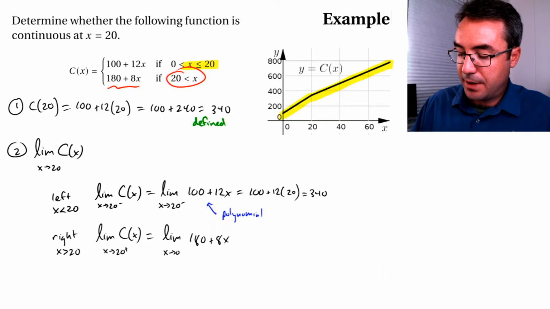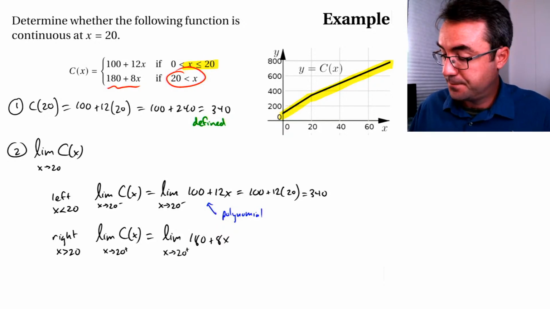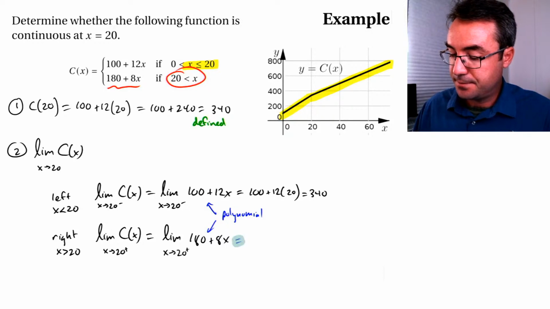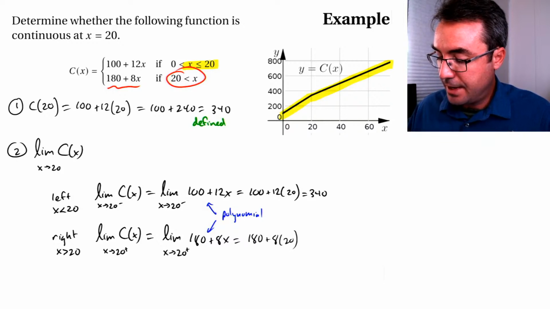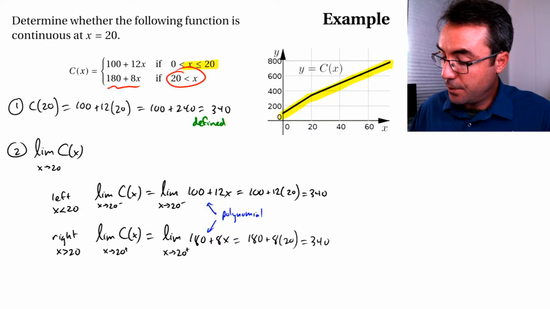Now that's also a polynomial, so we can just plug in. So that's also a nice polynomial. So when we evaluate that, it just comes down to just plugging in. So we know polynomials are okay to do that. So we get 180 plus 8 times 20. And if we do the arithmetic, we also end up with 340. So those two values are the same.